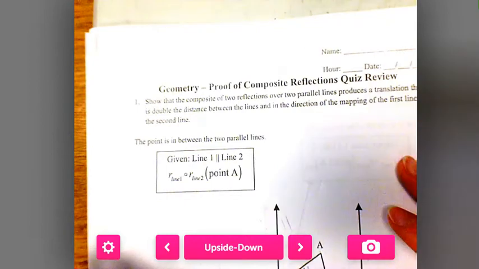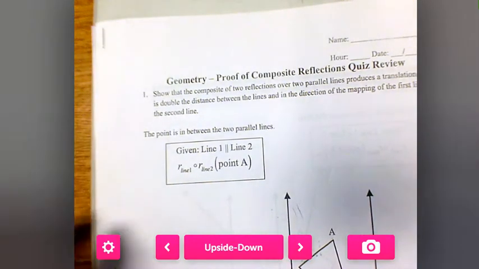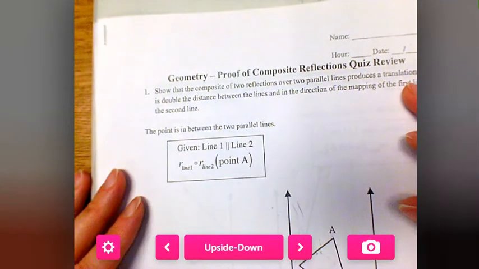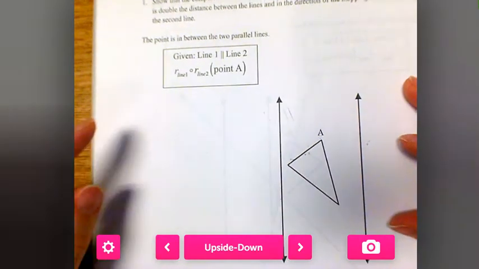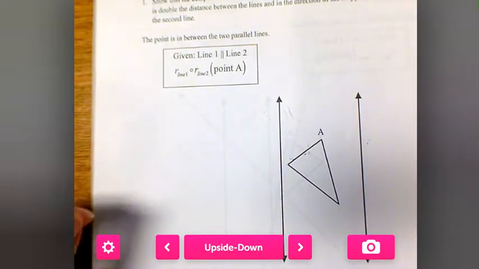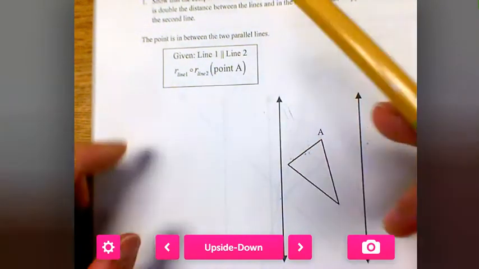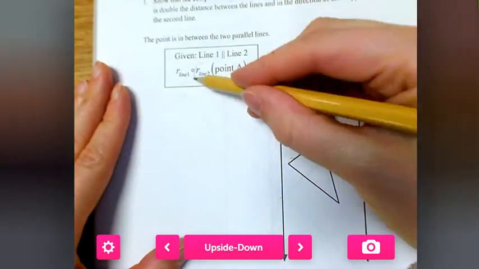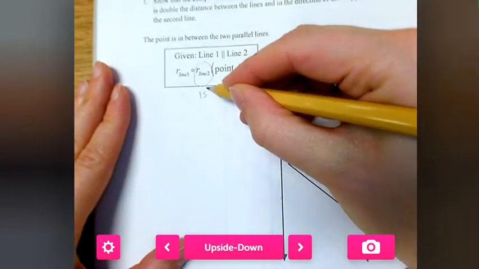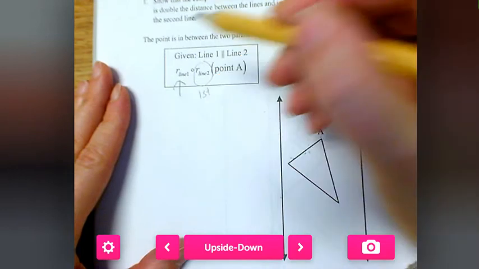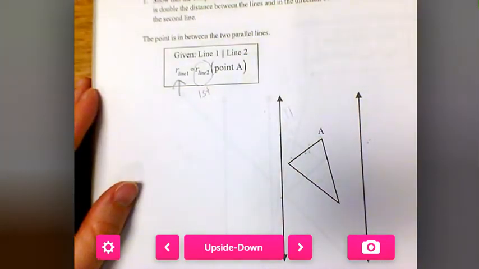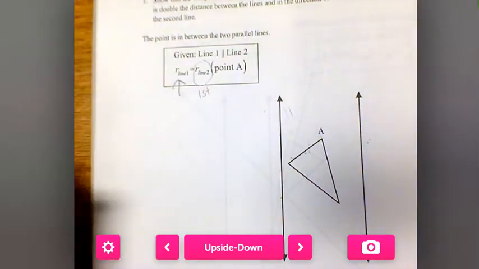Okay. Let's look at this real quick. It says, reflect line 1, this line 2. Remember, this means that we reflect line 2 first, and then we reflect over line 1. It's written in that way.